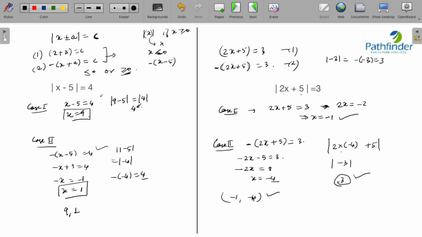So all you need to remember is, while solving a modulus equation of this kind, you open the mod operators, first time write the expression as it is, and in the second case put a negative sign outside the expression and solve it as another equation. Let us see some more questions.